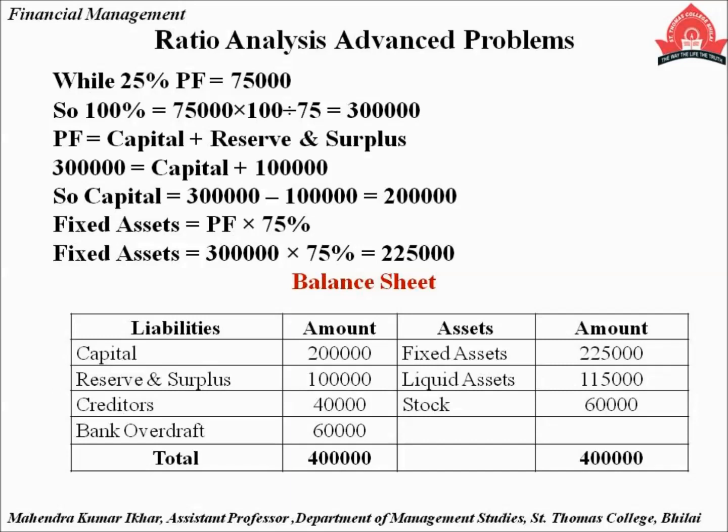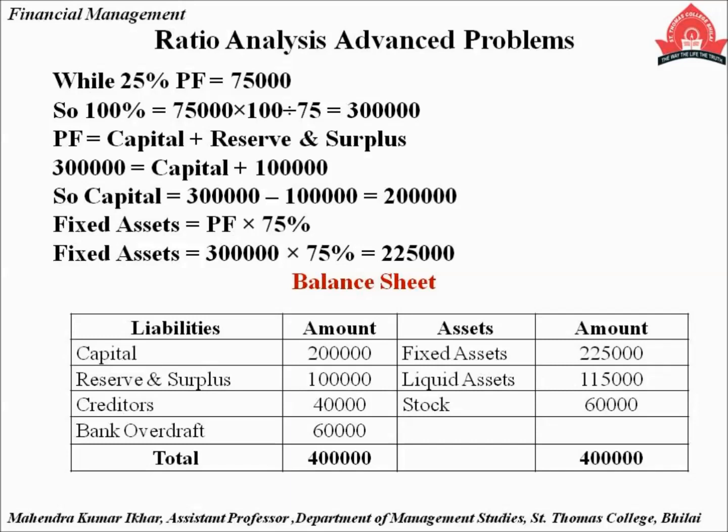And as per the ratio of proprietary fund and fixed assets, we have the clear information that fixed assets are 75% of proprietary fund. So we get the value of fixed assets, 3 lakh into 75%, that is 2,25,000. Now we have all the values of the balance sheet, and we will put all the values in the balance sheet.